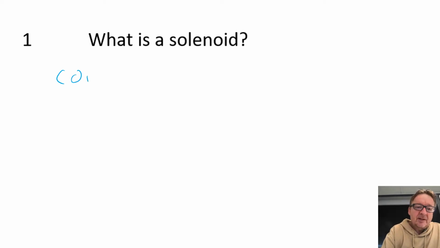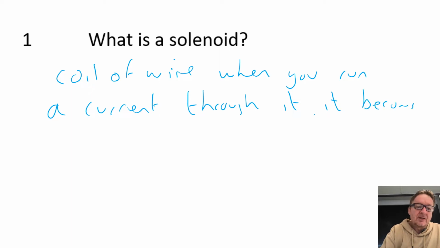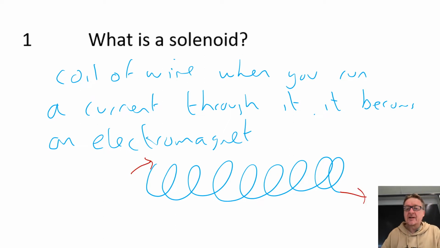It is a coil of wire. When you run a current through it, it becomes an electromagnet. Really, it looks like a spring. You pass a current through it, so you put your current in there, your current comes out of there, and it becomes an electromagnet, and that's a solenoid.